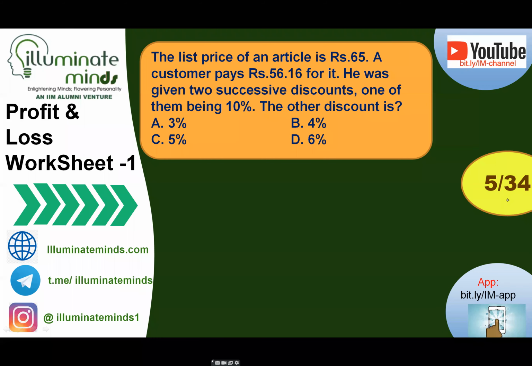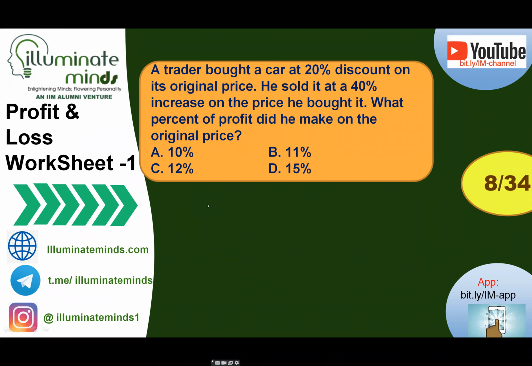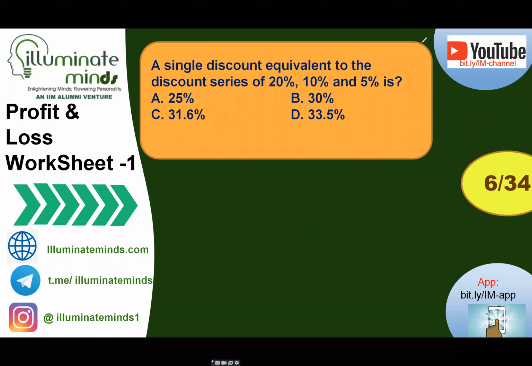Fine. Let's move to the next question, number 6. A single discount equivalent to a series of discounts of 20%, 10%, and 5% is what? So let the mark price be MP. So MP into what? 0.8 into 0.9 into 0.95.